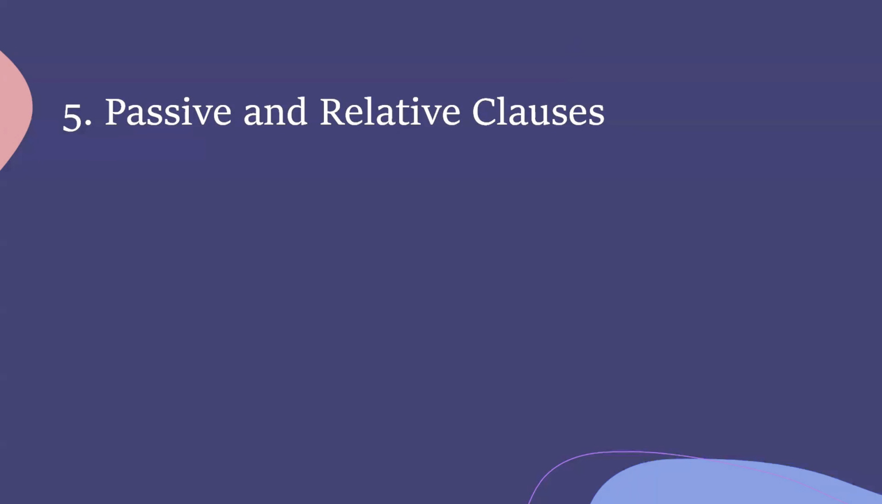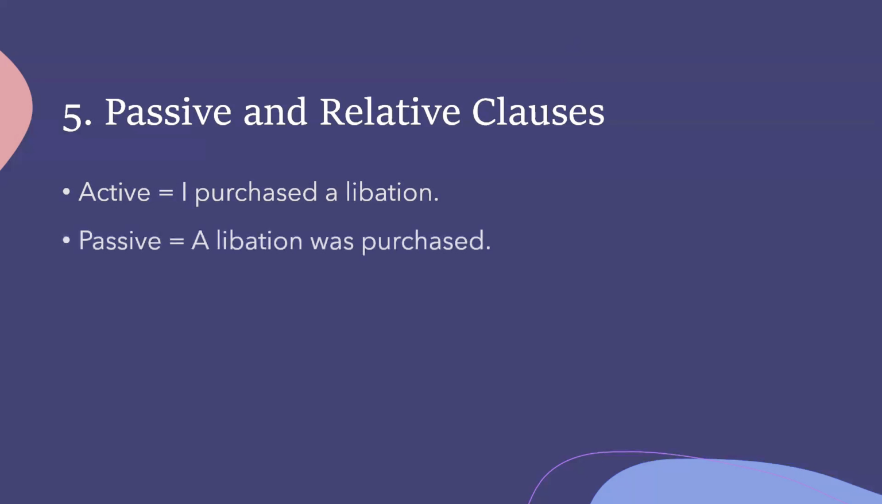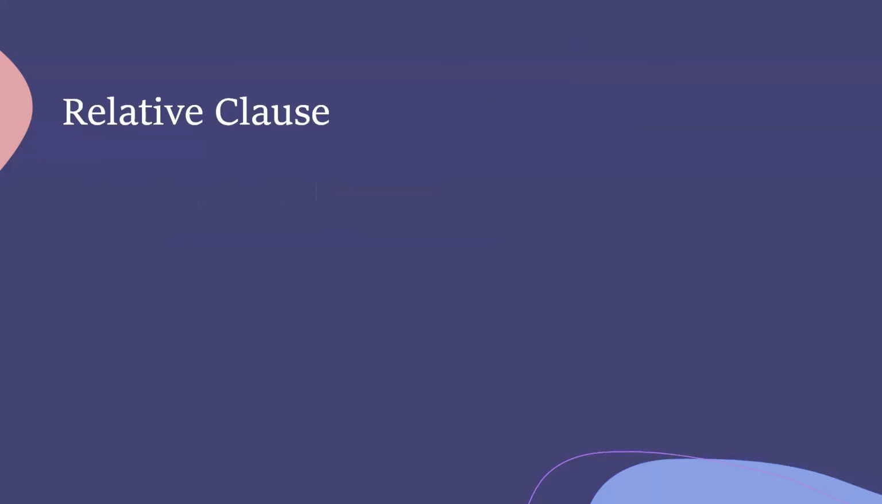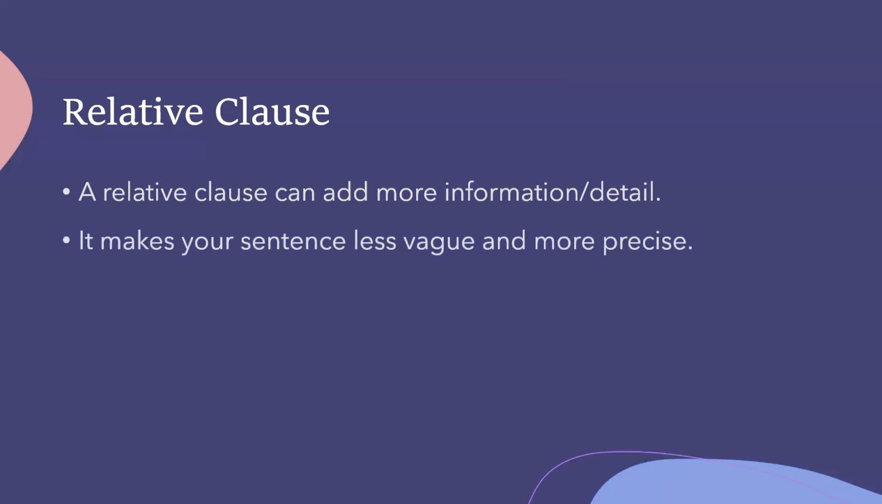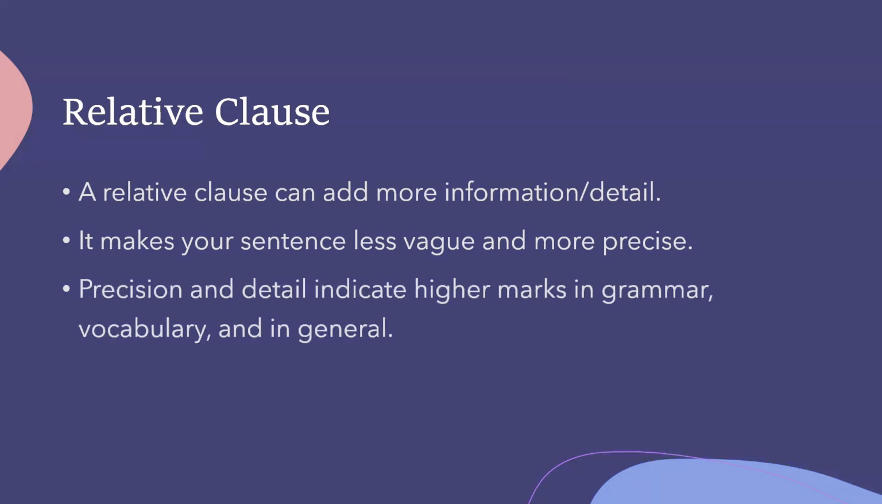Now let's look at passive, as we mentioned, and relative clauses. How could these improve our sentence, make them more formal and academic? So if we say active, we say, I purchased a libation. That's what we were saying. What if we made it passive? Then you would say a libation was purchased, and you remove the I. What if we use a relative clause? So what do relative clauses do? They add more information or more detail. They make what you're saying more precise. And you want to be precise and clear for the examiner to read.